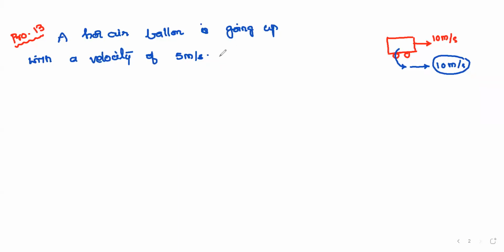Just like a person falling out of the running bus. What will be the velocity of Teddy? Same, 5 meters per second. Very good. In the same direction of the hot air balloon or the opposite direction of the hot air balloon?